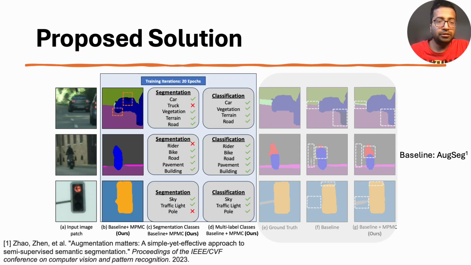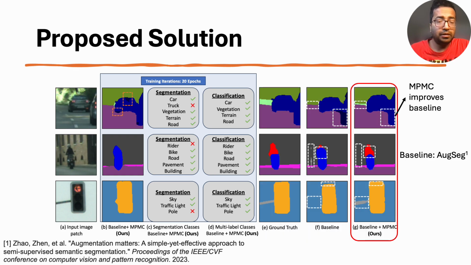Coming to our proposed solution, let's take a small example. We have taken a small patch in different images from Cityscapes, and we see the segmentation output and the classification output after training for 20 epochs. We observe that the segmentation classifications can be wrong while the multi-level classifications are correct. So when we train our baseline model with MPMC, we see there's an improvement in the overall segmentation.